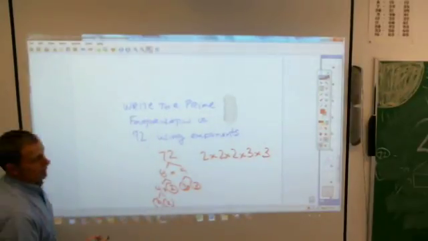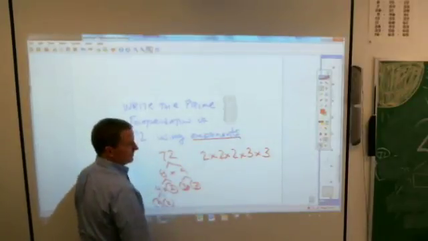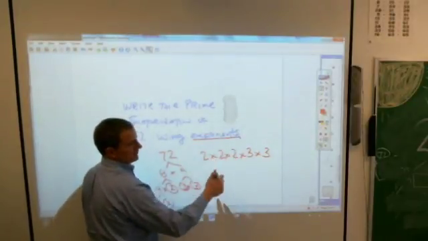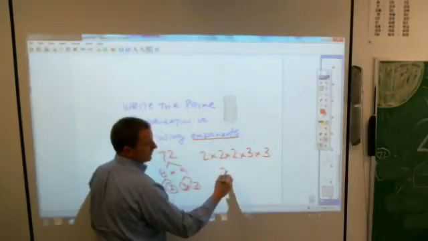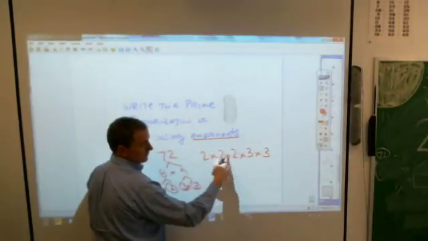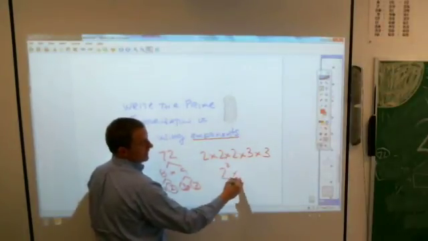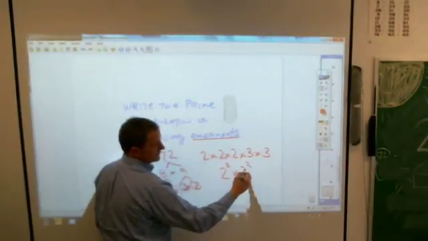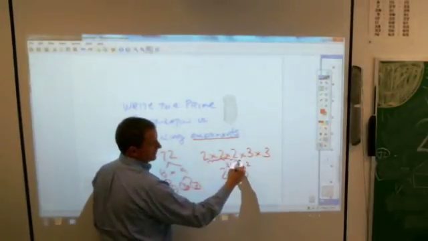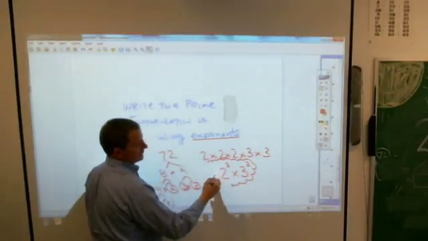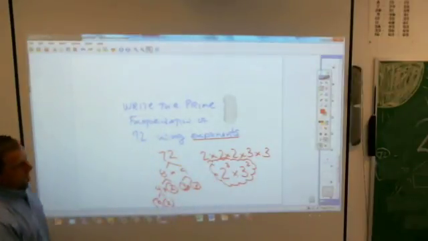If they ask you to write that using exponents, that means instead of writing three 2's there, you write 2 to the third power, because it's three 2's times themselves, times 3 to the second power. This would be the same thing as that right above it, just using exponents.